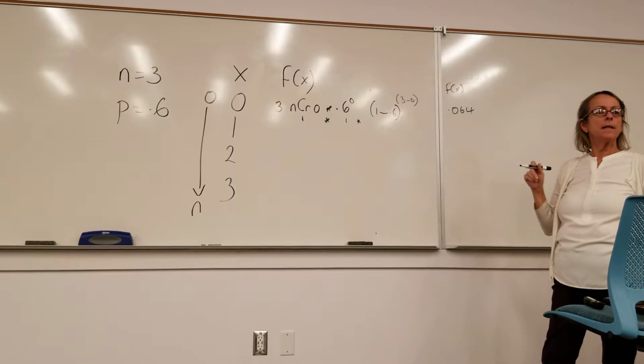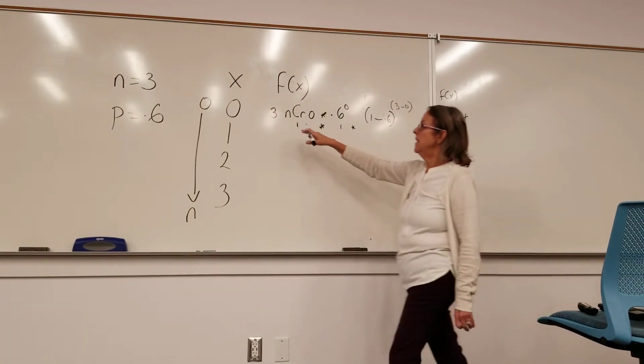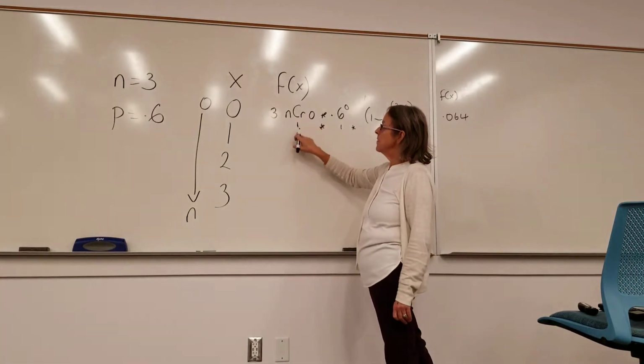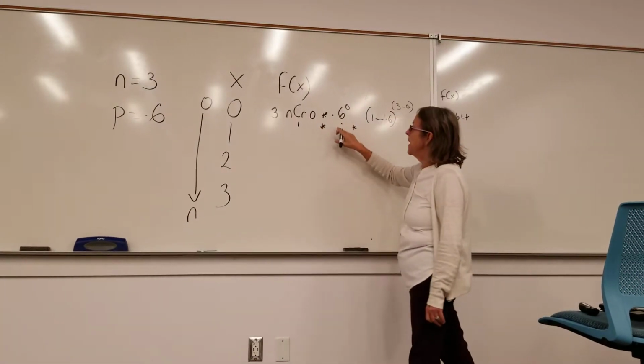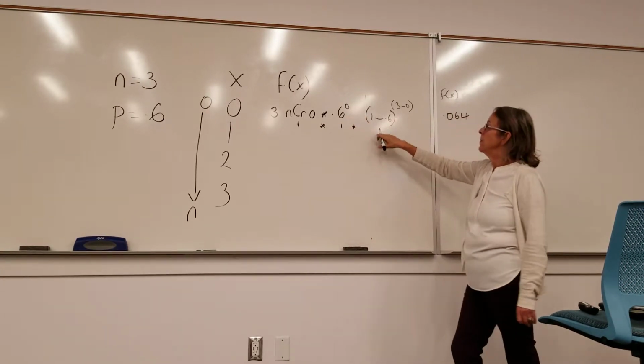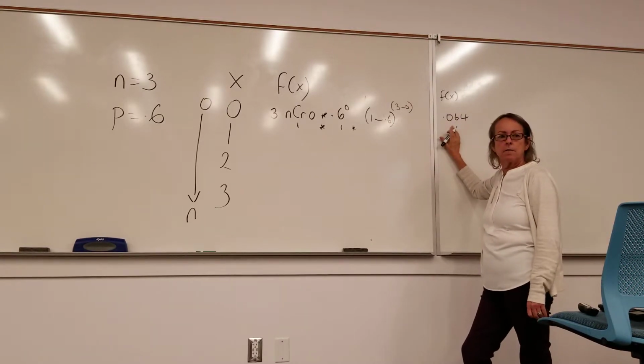Anyone have trouble putting that in their calculator? This is 3. Go math, probability, number 3, then you put 0, you should get 1. Multiply that by 0.6 raised to the 0, you should still get 1. Multiply that by 0.4 cubed, you should get 0.064.